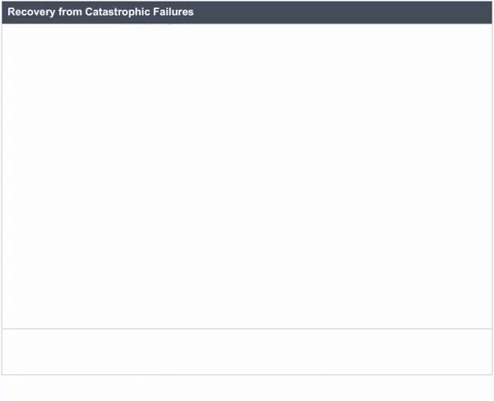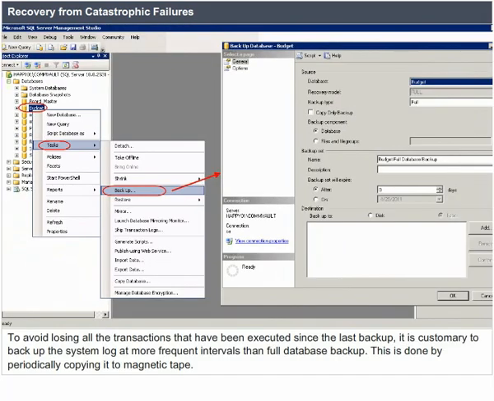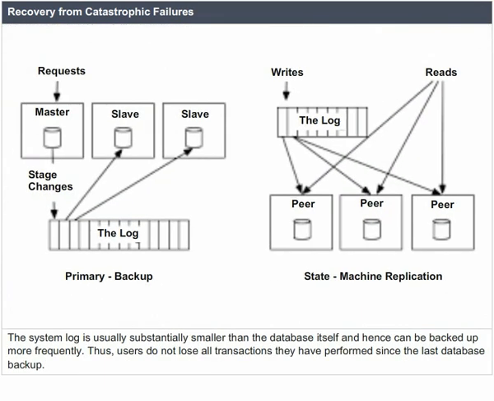Recovery from catastrophic failures. To avoid losing all the transactions that have been executed since the last backup, it is customary to backup the system log at more frequent intervals than full database backup. This is done by periodically copying it to a magnetic tape. The system log is usually substantially smaller than the database itself and can be backed up more frequently. Thus, users do not lose all transactions they have performed since the last database backup.